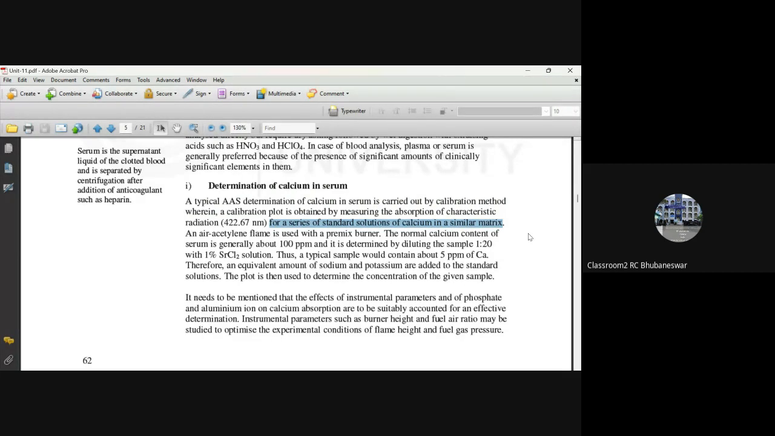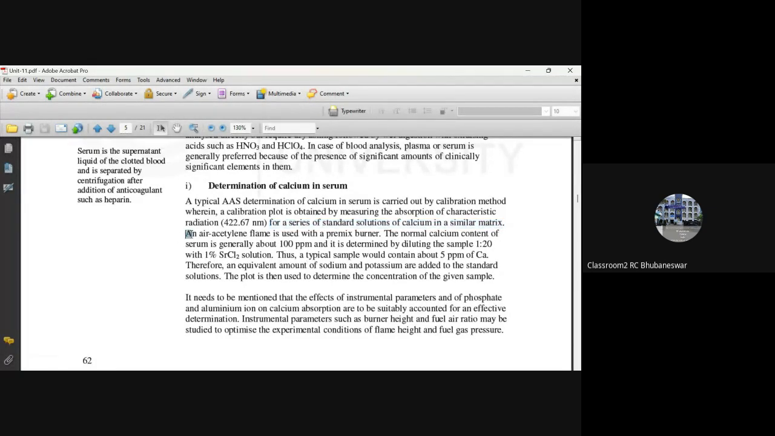Then after getting the serum intensity, whatever calcium intensity you are getting in the serum, you are just putting that intensity here in the calibration plot. Then by extrapolating it, you can predict the concentration. You can determine how much amount of your calcium is present over there, in the serum.